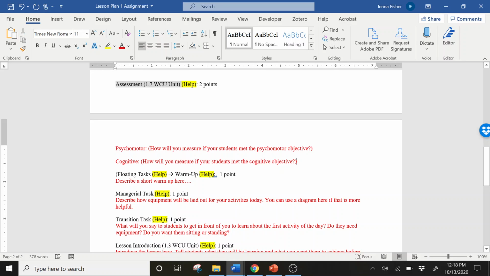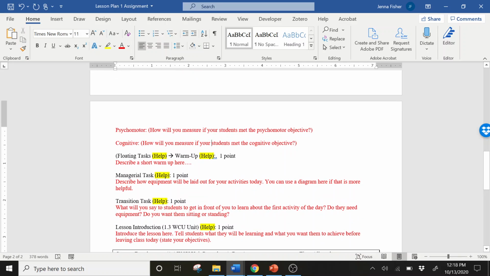And remember, this one usually is a verbal response either to you or to a student, or it's a written response on a piece of paper. So you just describe how you're going to measure their learning at the end of class.